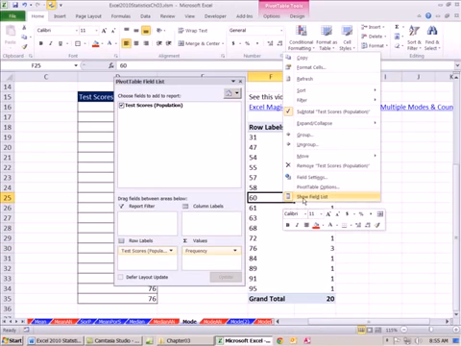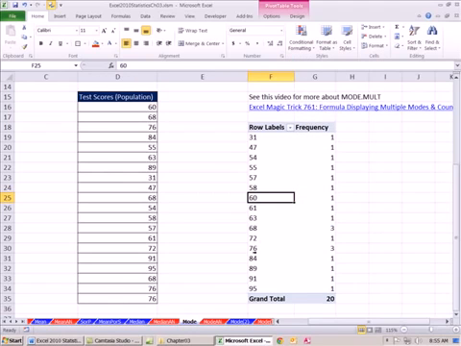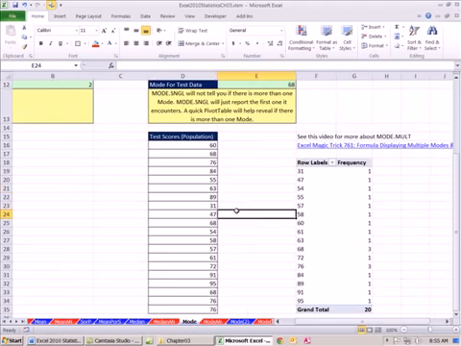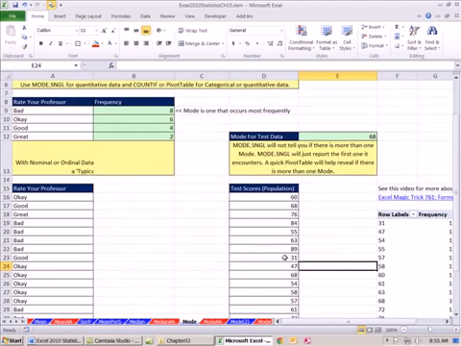I'm going to right-click, uncheck this, show field list. So we very quickly can see, once you get the hang of pivot tables, right, that's just a few clicks. You can very quickly see that we have more than one mode. This is called bimodal. If we had lots of numbers listed with a 3, and that was the one that occurred the most frequently, it would be called multiple modes.